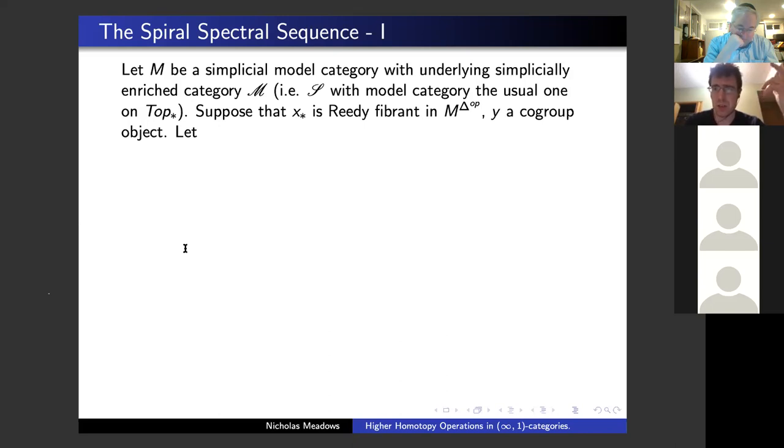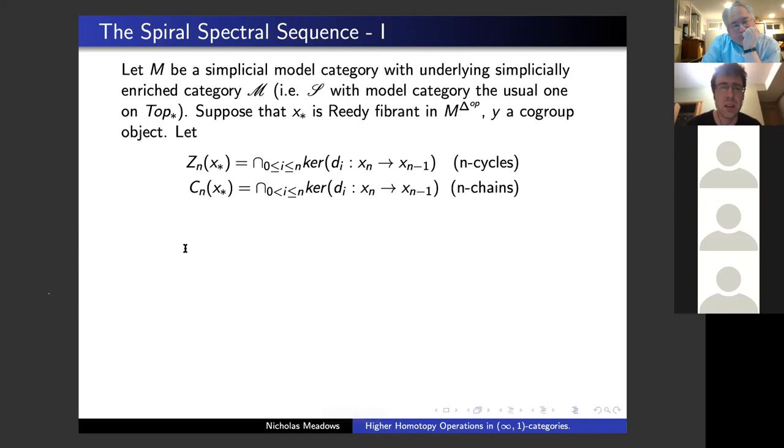Recall that a simplicial object is just a functor, in our case, from delta op to spaces. We usually call such a thing a simplicial space. Then associated to this simplicial object, we have the space of n cycles, which is the intersection of the kernels of the maps from X_n to X_{n-1}, for basically all the face maps X_n to X_{n-1}. And then we have our n chains, which is the intersection of the kernels of all face maps d_i for i greater than 0.